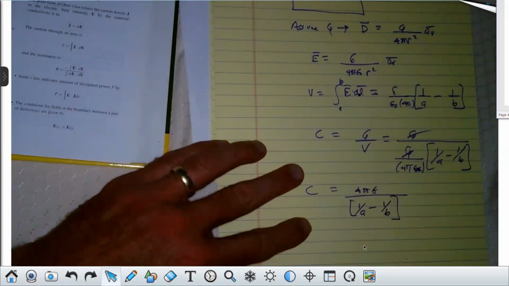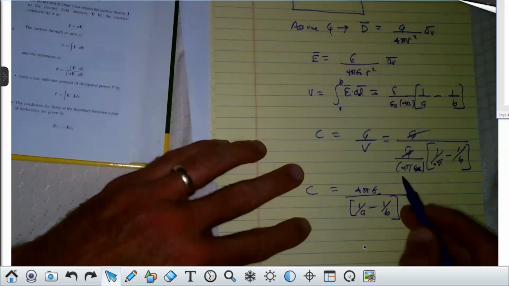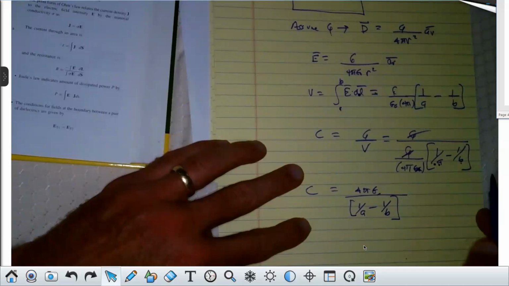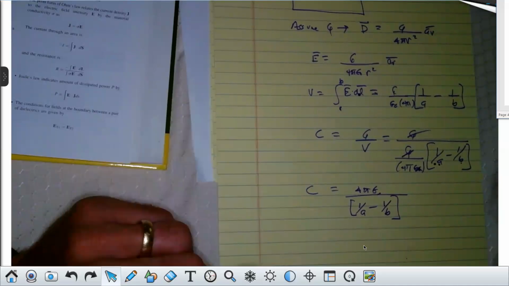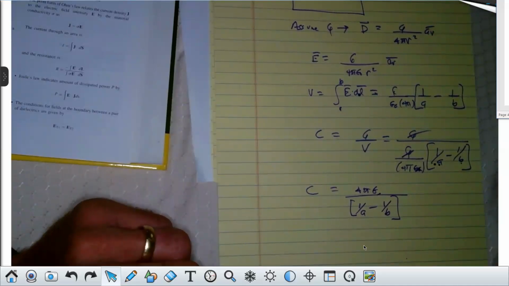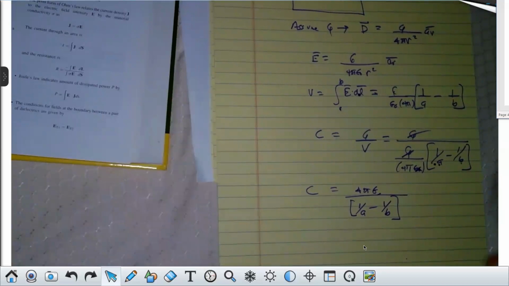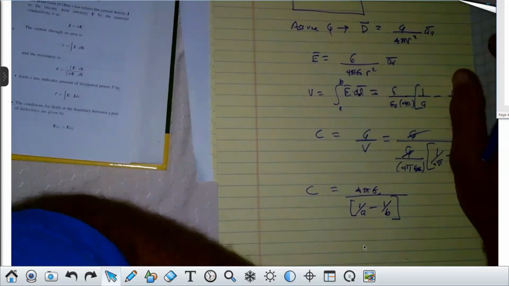I want to caution you about something. I have seen this over and over again. When people invert this, they'll write 4 pi epsilon naught over a minus b. They'll make silly mistakes on this math. Remember, that's 1 over a minus 1 over b, and that stays in the denominator. You okay with that, everyone? So that's an example of how to do simple capacitance problems.